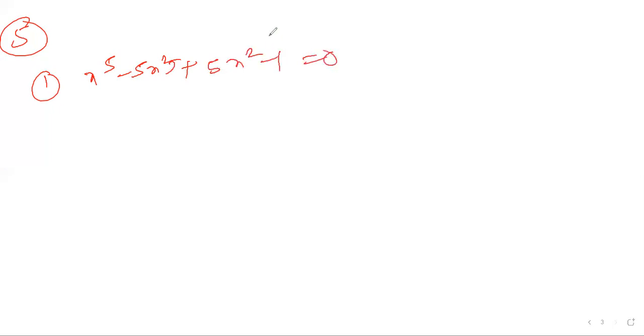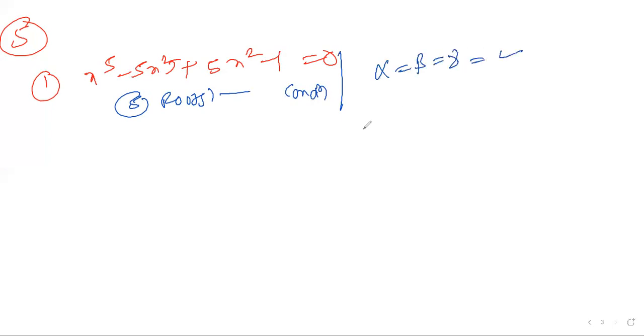What is the order of the equation here? Fifth order. How many roots? 5. What is the condition they're telling? The equation has 3 equal roots.